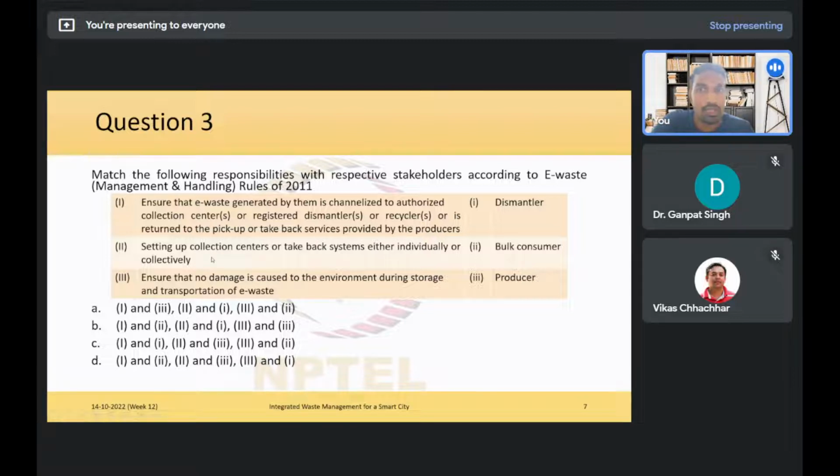The second responsibility is setting up collection centers or take back systems, either individually or collectively. The third one is ensure that no damage is caused to the environment during storage and transportation of e-waste. And the stakeholders are dismantler, bulk consumer, and producer. So we need to match the responsibility to the stakeholder. This should be easier now because we have already seen some of these responsibilities.